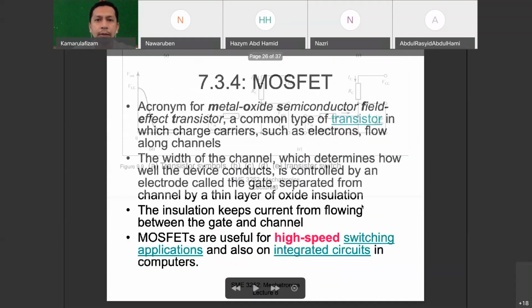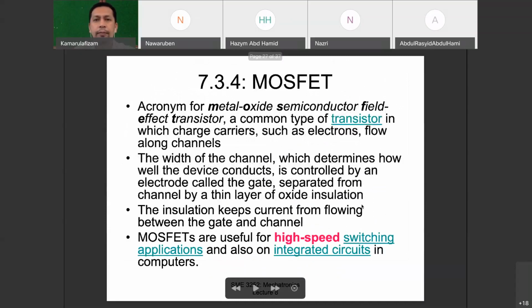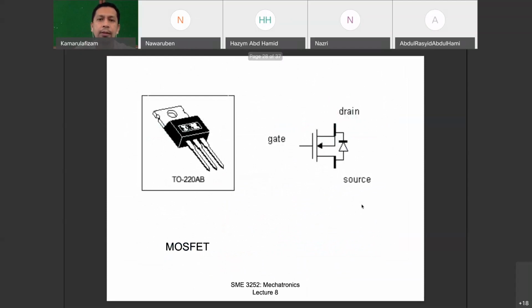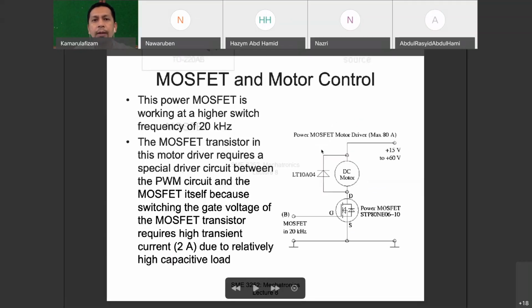Alright. So the next one is MOSFET. Okay, MOSFET is also a kind of transistor. Sama je konsep dia, you activate dia punya this side, you akan pass through current and voltage on this side. Okay. Cuma transistor you ada collector, base dan juga emitter. Untuk MOSFET you ada drain, gate dan juga source. Alright. So this basically define the flow of current.